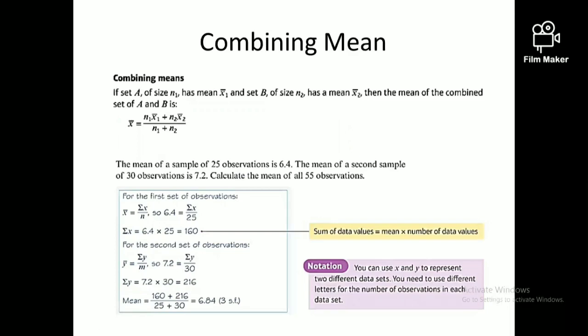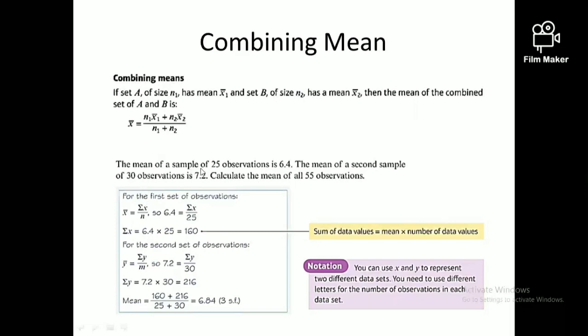Right. Then the next important theory is combining means. How do we combine means? Suppose that there is a set of information. The first set has n1 pieces of information and the mean is x1 bar. Then there's another set with n2 pieces of information, and the mean is x2 bar. If you want to find the mean of the total information, you can simply multiply the first mean by n1 and the second mean by n2, add them together and divide by the total number of information, n1 plus n2. So simply you can understand this concept, right?